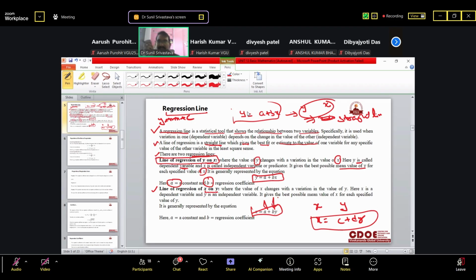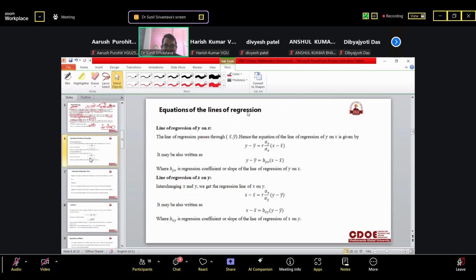So there are two lines of regression. One is the line y on x, another is x on y. How to determine these values in the interpretation form? Now, the equation of lines of regression. How to write them? First, we read the line of regression y on x. Another, we read the line of regression x on y.